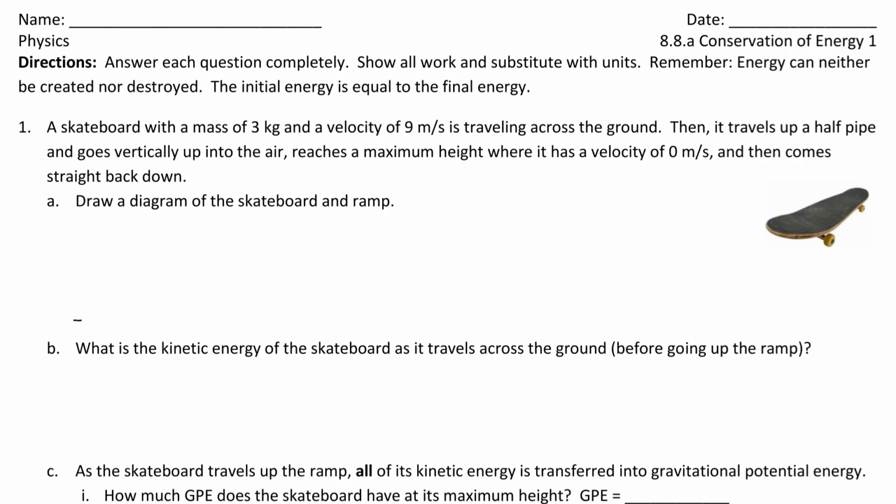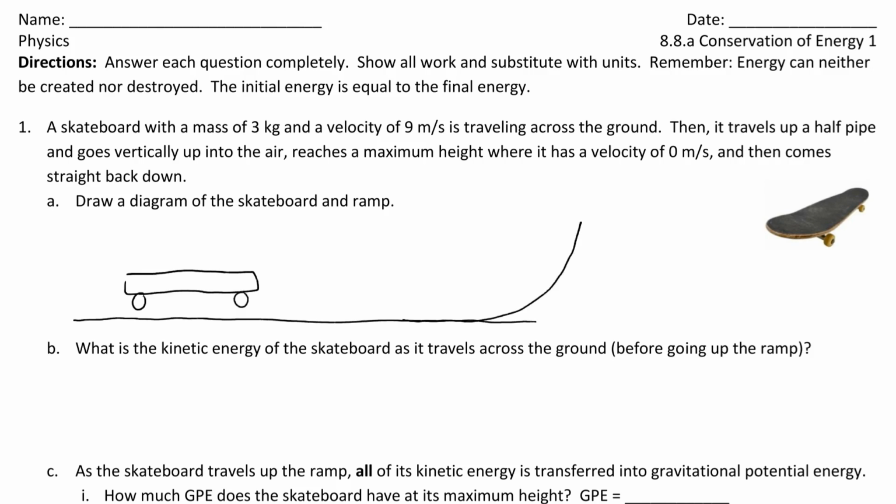So basically you have the ground and you have your skateboard, very nicely drawn skateboard here. And then it's going to come up to a ramp, and then it's going to go in the air. So the skateboard is now maybe all the way up here in the air. Its initial velocity is 9 meters per second. And then at the top, it says the velocity is 0 meters per second.